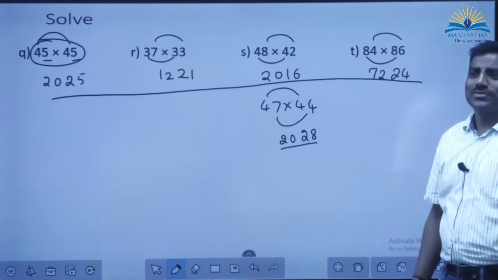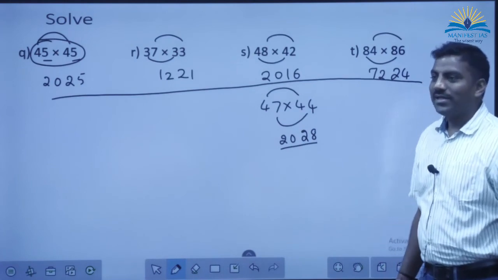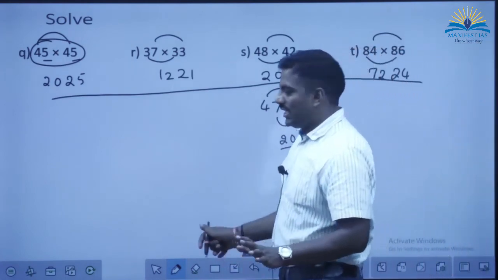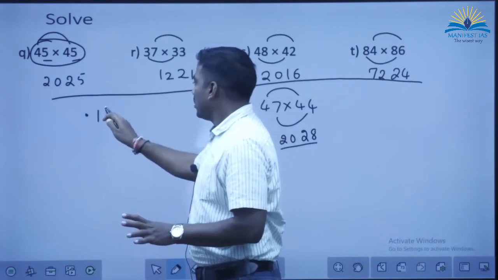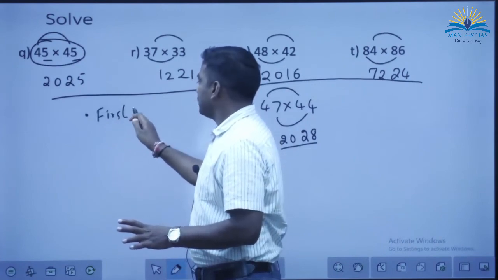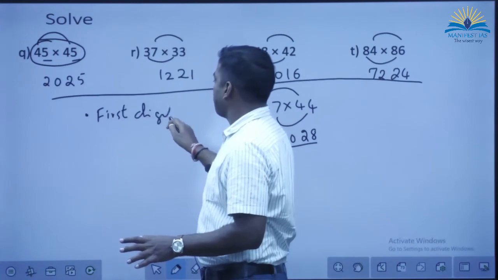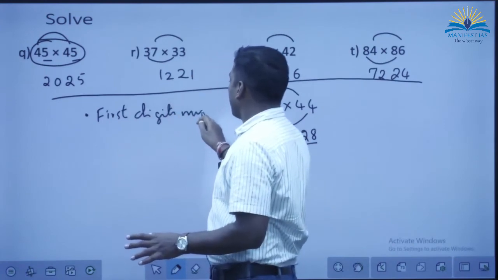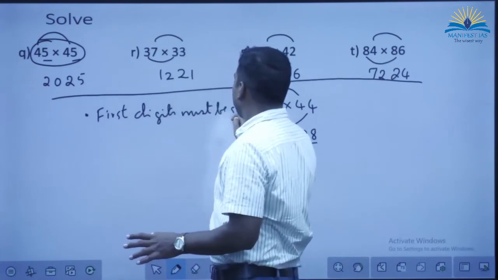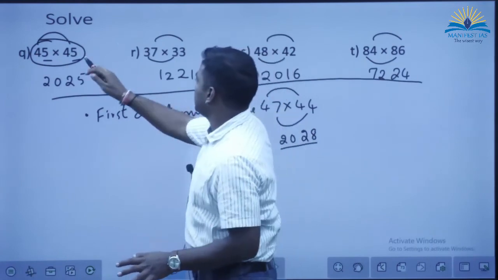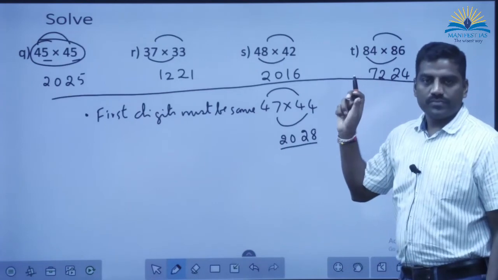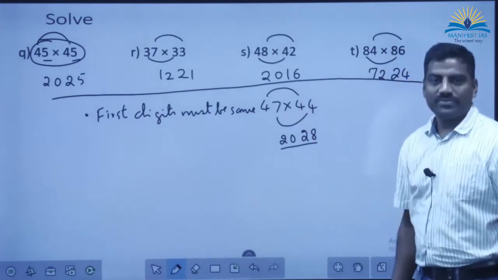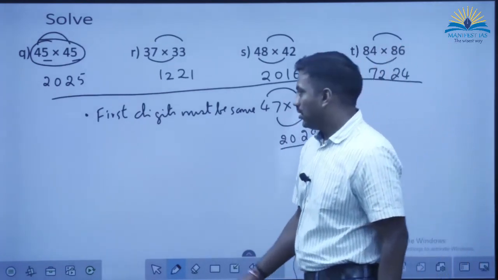Okay, you are close. See, for these types of questions, for this trick to be followed, first digits must be same. In all these, first digits are same. Here also first digits are same. What might have gone wrong?